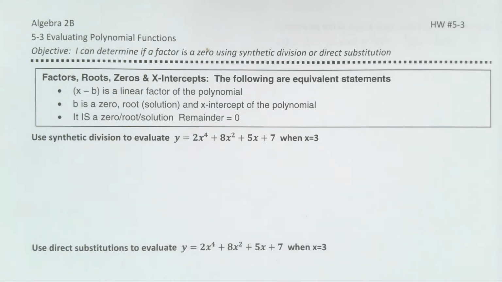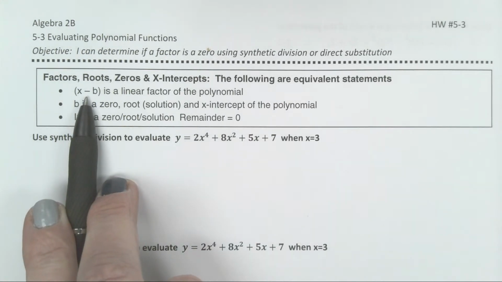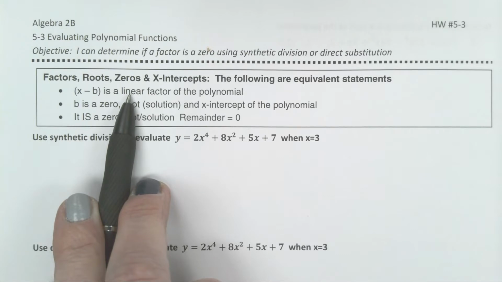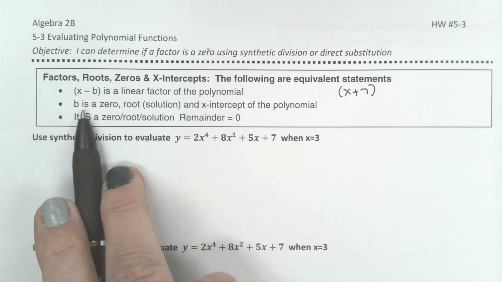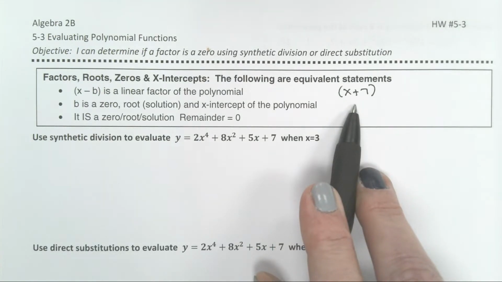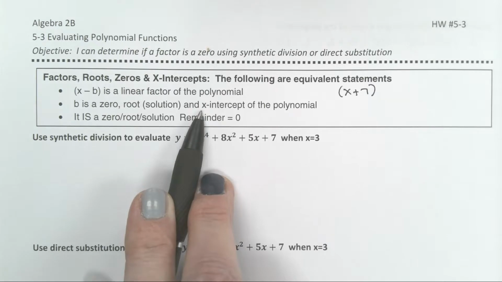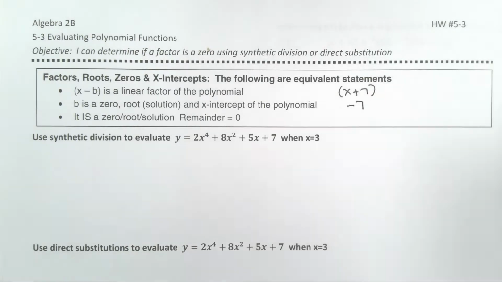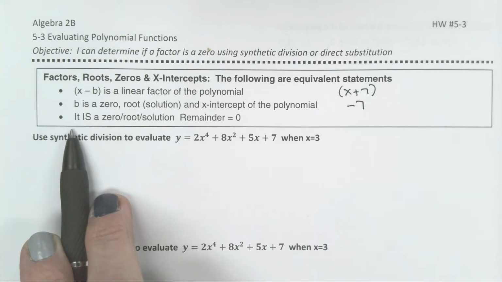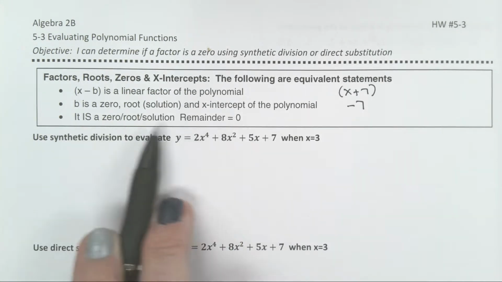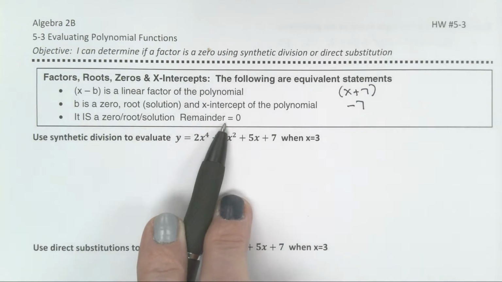Evaluate polynomial functions today. So, first thing that you have to know is that if it shows up as a linear, like x plus 7, then the solution, the root, the 0, the x-intercept is always the opposite of that. And the other thing that we have to remember going into this is that that number is a solution if and only if your remainder is 0.